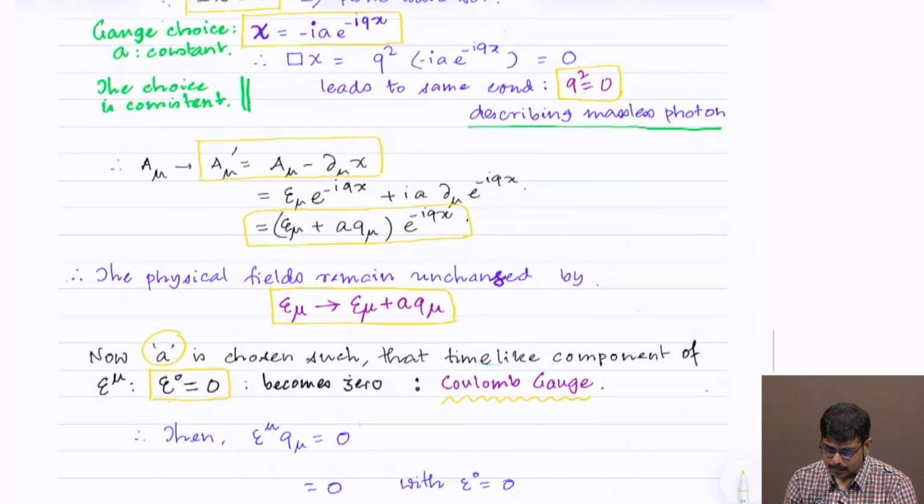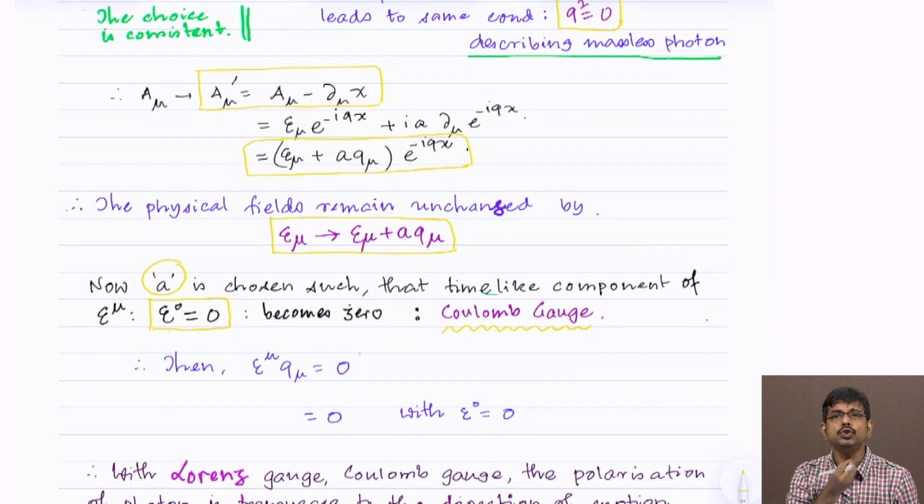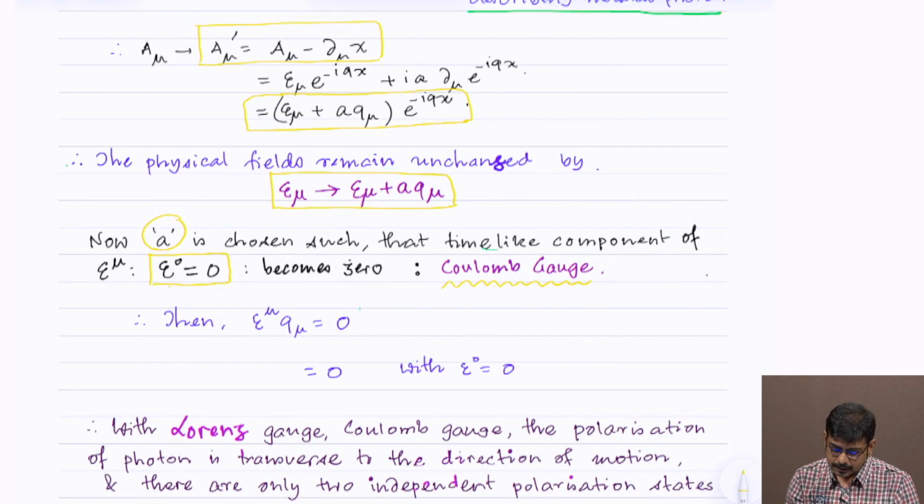remains invariant under this transformation of a mu going to a mu minus del mu chi, that can be said in terms of the polarization vectors by saying if I write my epsilon mu as epsilon mu plus a q mu, then it also means the same thing. This is the same freedom that we are talking about. Then you say I can choose my A in such a way that I can set one of these polarization degrees of freedom equal to 0, which in most cases is the time-like component. Then epsilon 0 equal to 0 is another possibility that you hit upon, and that is what is called the Coulomb gauge.